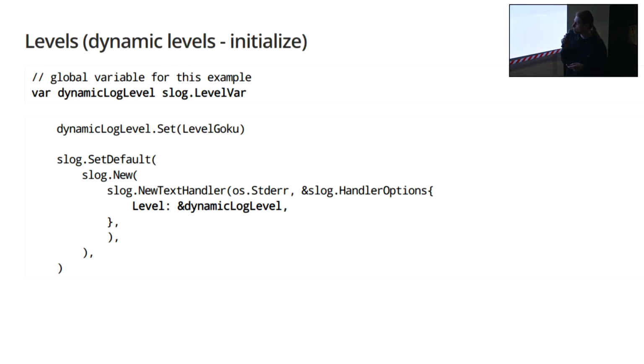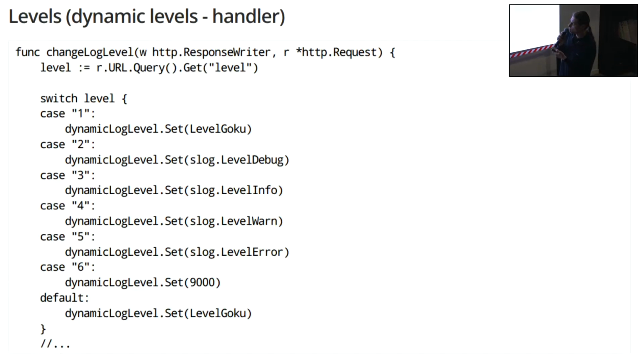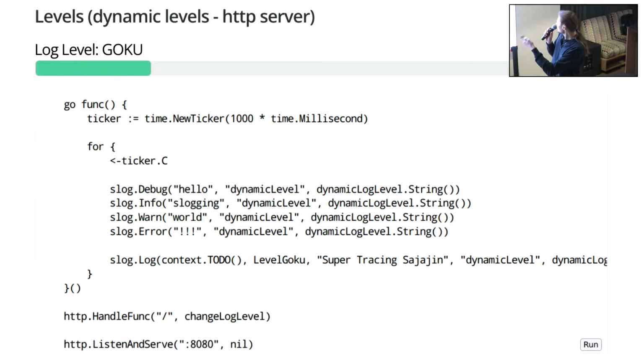We will pass a standard error output and handler options in which we pass our dynamic level, which we created as a global variable in this case. One good example of how we can do that in a real-world application is to create a handler, imagine like API/admin, change level, where the query parameter level equals 1, 2, 3, 4, 5, to some level: Goku, debug, info, or over 9000. And we have a slider.